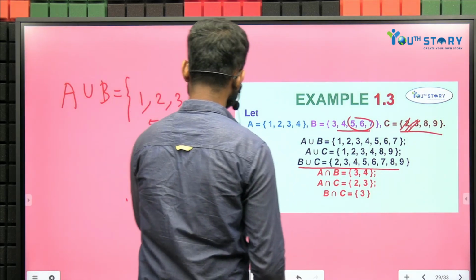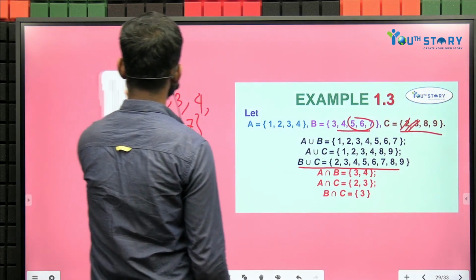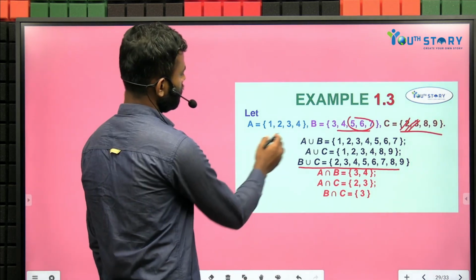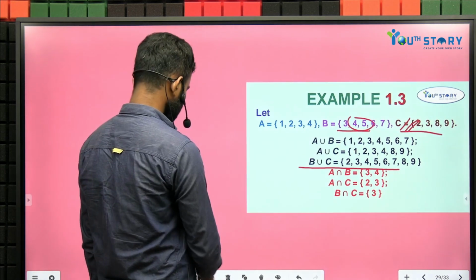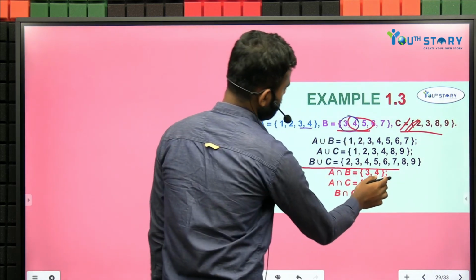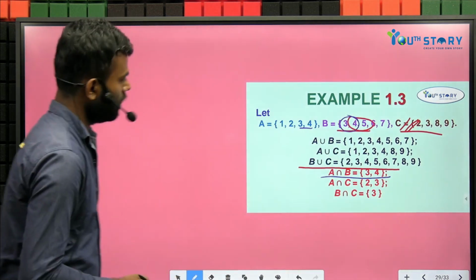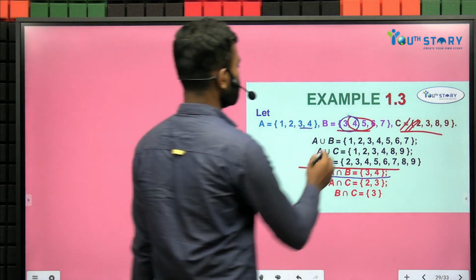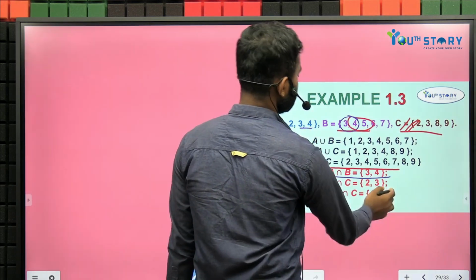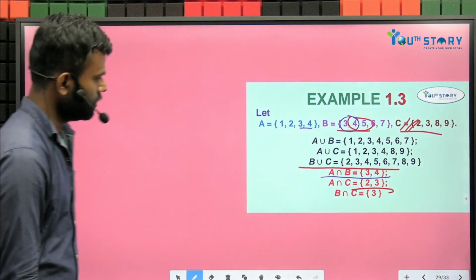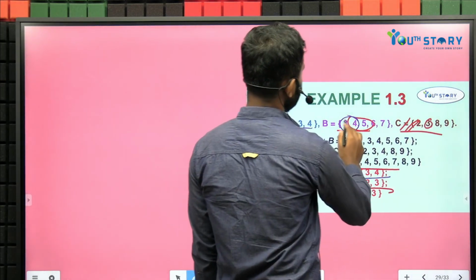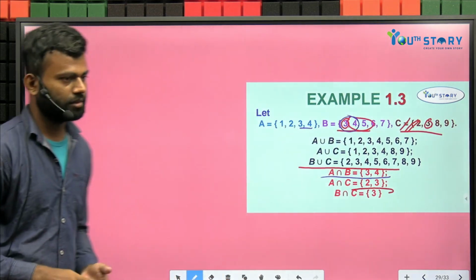Now we find the intersection operation. Suppose A intersection B: here, A intersection B is {3, 4}. And A intersection C is equal to {2, 3}, since 2 is here and 3 is also here. And B intersection C is only {3}, because 3 is the only common element.